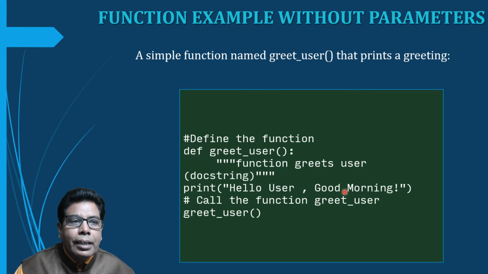First we'll take an example of a function without any parameters. Let us take a simple function, greet_user, that prints just hello user and good morning. First we have to define the function. The definition will start with the def keyword and then the name of the function, that is greet_user. Here we are not passing any parameters to the function, so we are not putting anything. Then a colon. This ends the function header, and then we have the docstring, and then the print statement, for printing hello user good morning. And then the function definition is complete.